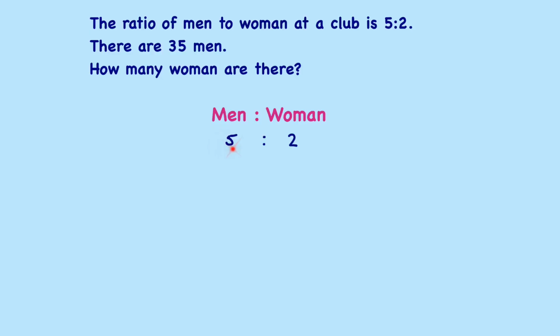Then below the men, we'll write down how many men there are. There are 35 men. And now we're going to look at making an equivalent ratio by multiplying both sides of the ratio by the same number. So to get from 5 to 35, we multiply that by 7. So therefore, we multiply this side by 7. So if the ratio is 5 to 2 men, and there are 35 men, that means there should be 14 women.